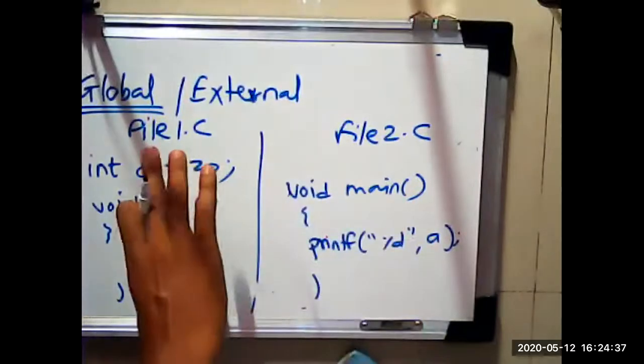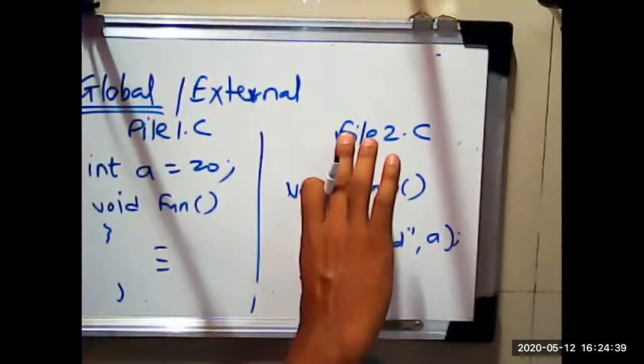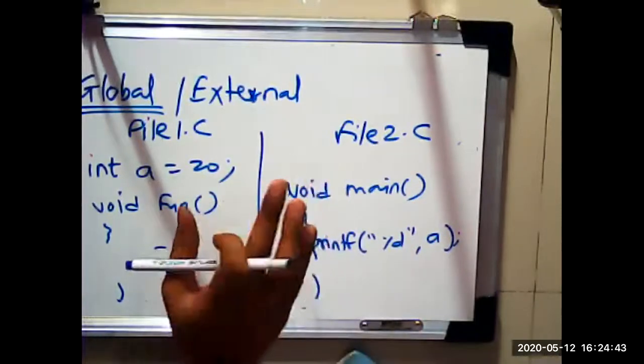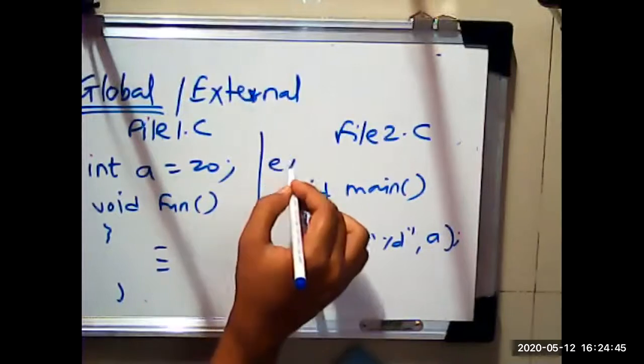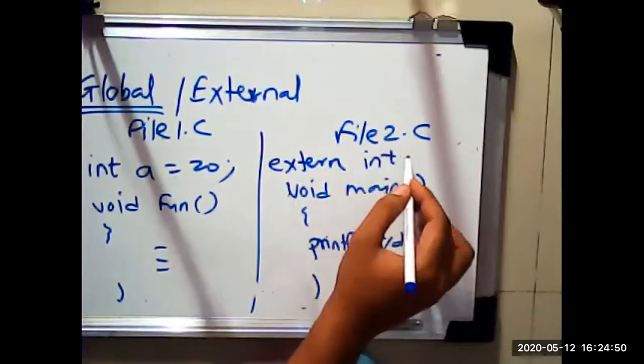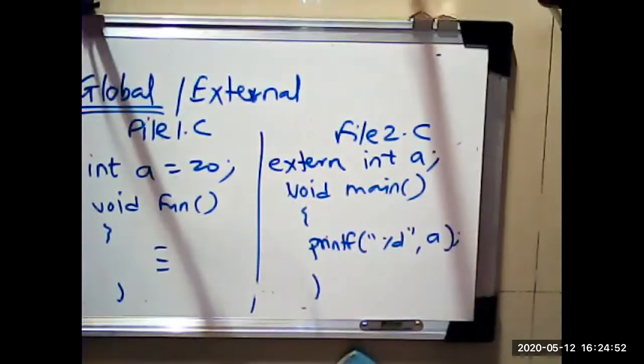ही फाईल 1 ला माहिती आहे ए इज अ ग्लोबल, बट फाईल 2 डझंट नो दॅट ए इज अ ग्लोबल. सो या फाईल 2 ला सुद्धा माहिती पाहिजे ए असा काहीतरी एक ग्लोबल व्हेरिएबल आहे. That's why actually we will put that extern integer a. बस एवढं लिहायचं. ओके, extern int a.